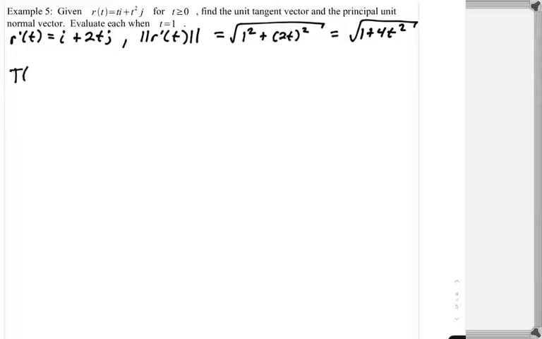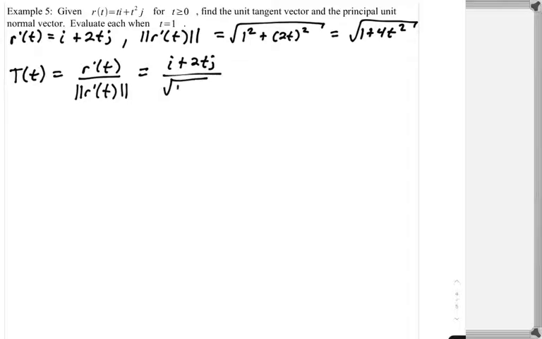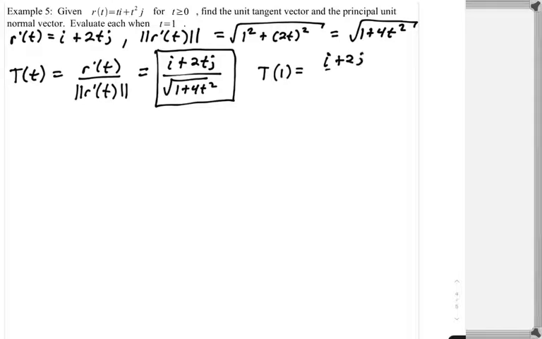Okay, so the unit tangent vector is going to be equal to r prime of t divided by the magnitude of r prime of t. And so that's going to be equal to i plus 2t j all over the square root of 1 plus 4t squared. Now they want us to find the unit tangent vector evaluated at 1, so it's going to be i plus 2j all over the square root of 1 plus 4 times 1 squared, which is the square root of 5. So that wasn't too bad.